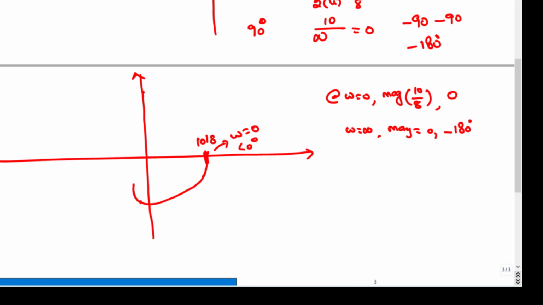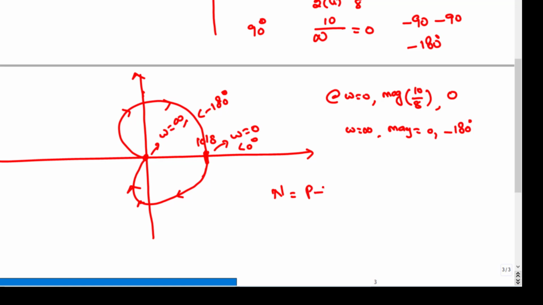And it is going to touch the origin, because at omega equal to infinity the magnitude is 0 and the angle is minus 180. The second plot is the mirror image. We are mirror imaging that.